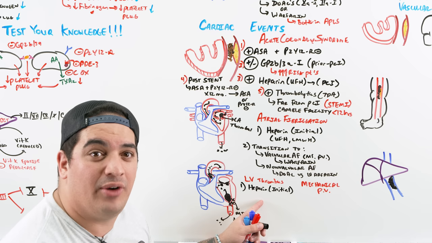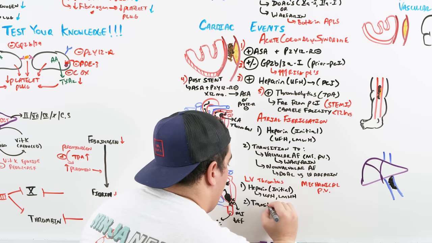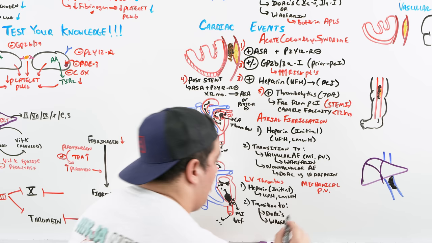So we start them off with heparin. Again, this could be unfractionated heparin or low molecular weight heparin, and then you're going to get them therapeutic, especially when you take warfarin. I'll explain why later, I promise. Then you're going to transition to, again, a DOAC, so one of the 10A inhibitors or the thrombin inhibitors, or you can transfer over to warfarin. Again, it just depends on the patient.